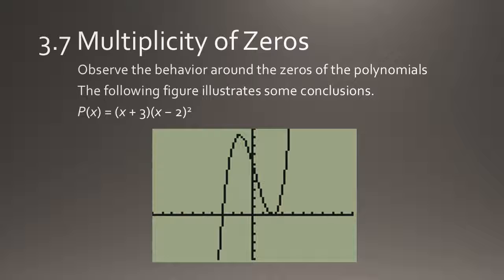What I want you to look at is where x equals negative 3 and y is 0. Notice what's happening there is the graph is crossing through the x-axis. But notice where x equals 2. It's not crossing, it's just touching the x-axis at that point and then going back up. Keep that in mind.